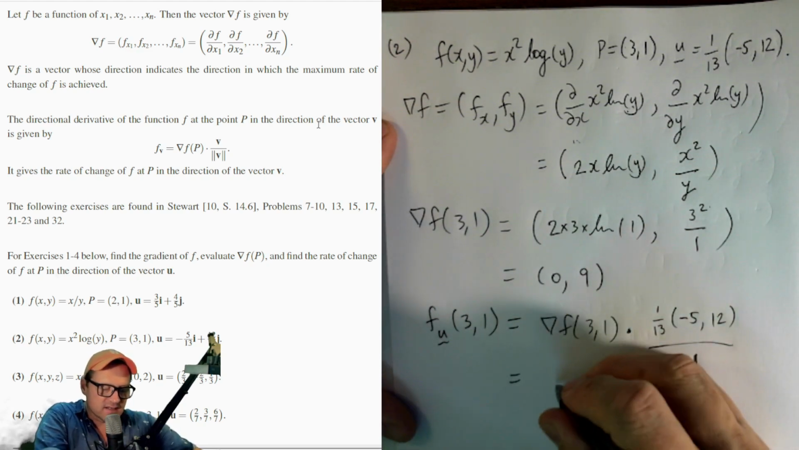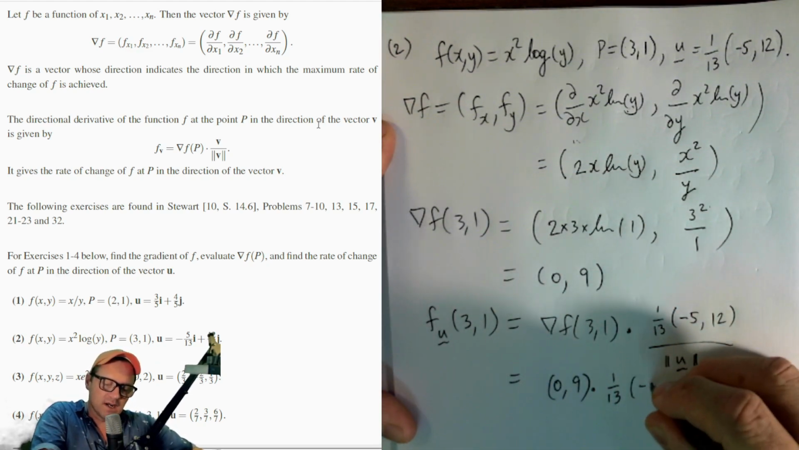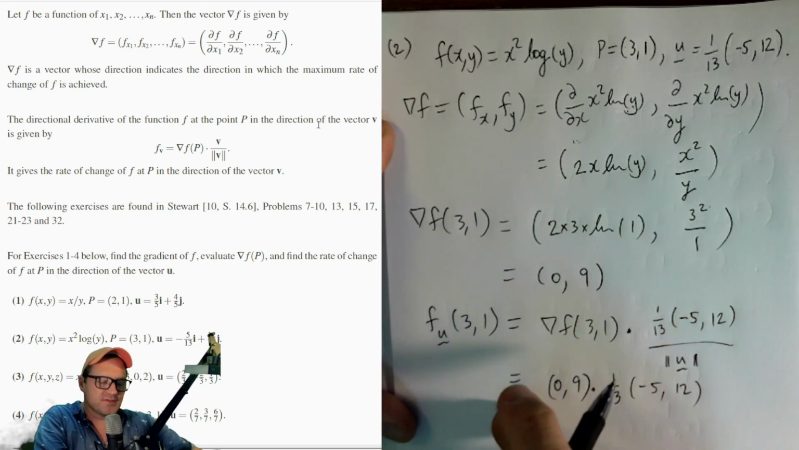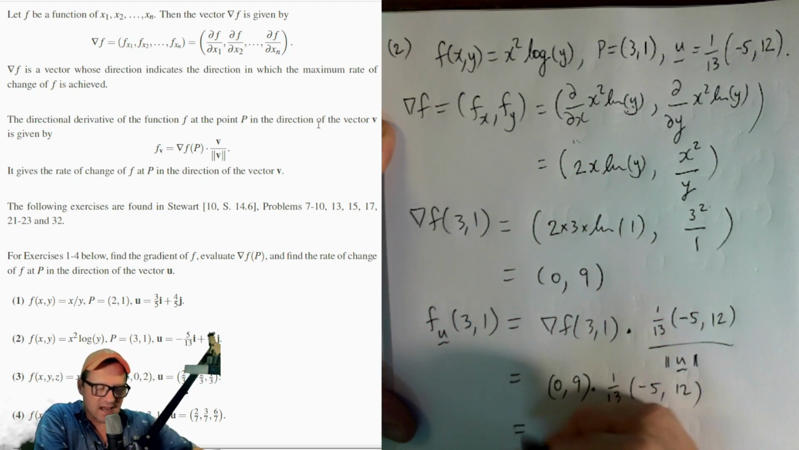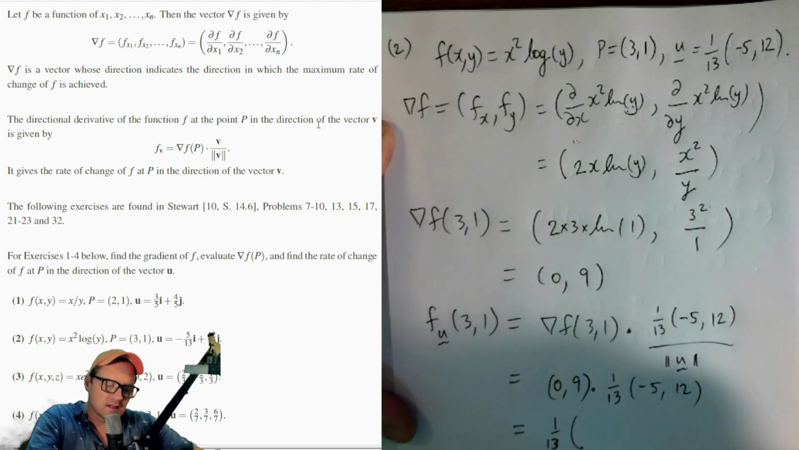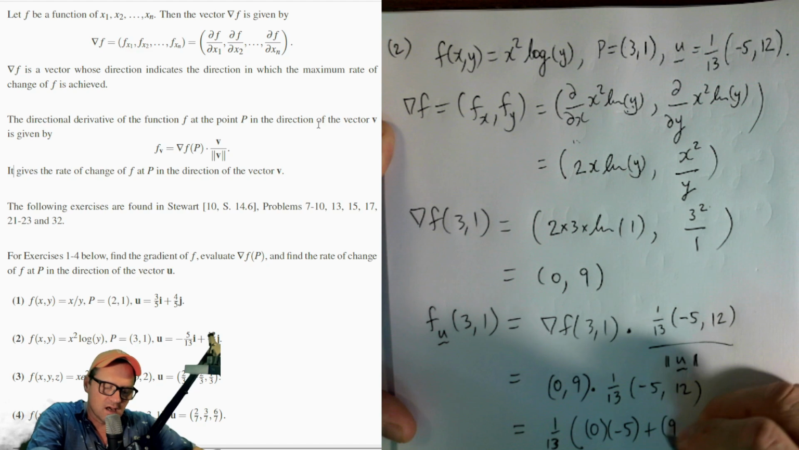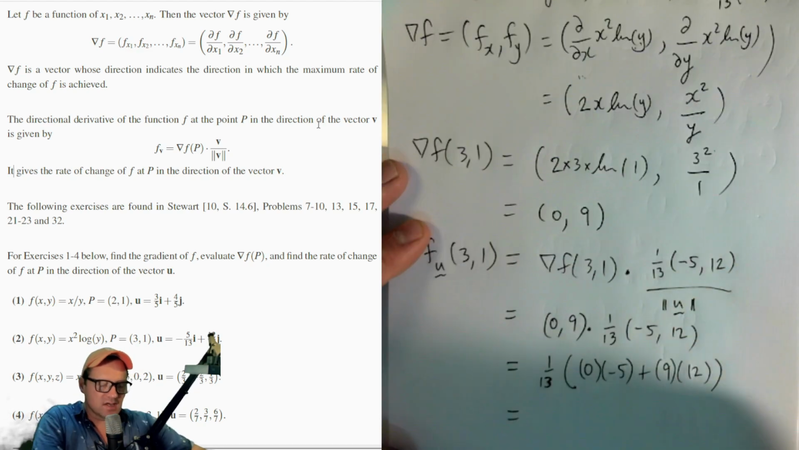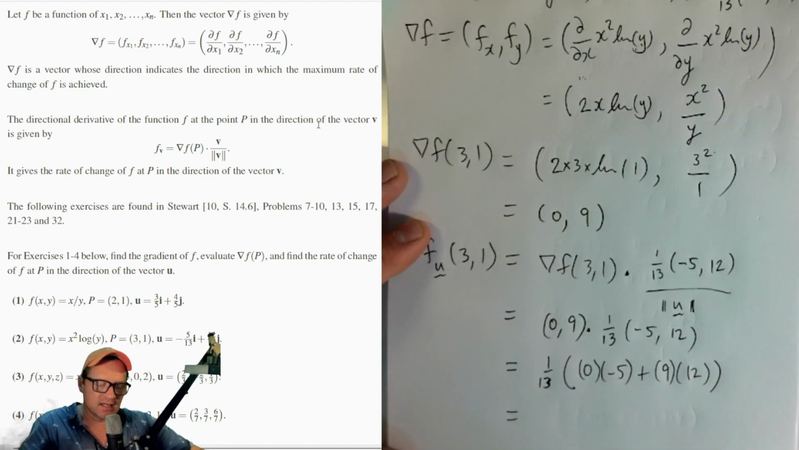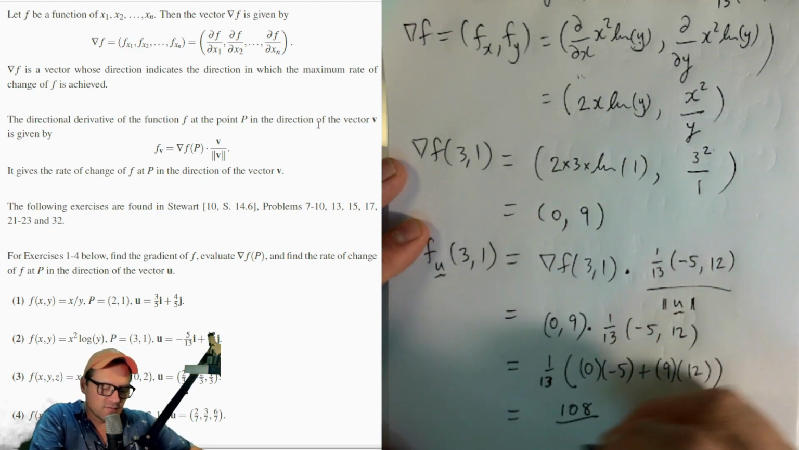Simplifying this then, we have (0, 9) dot 1/13 of (-5, 12). Pull the 1/13 out the front because that's a scalar multiple, and we have a scalar product. Then in brackets, 0 times minus 5 plus 9 times 12. So this is 0, and 9 times 12 is 90 plus 18, so 108. So we have 108 over 13.